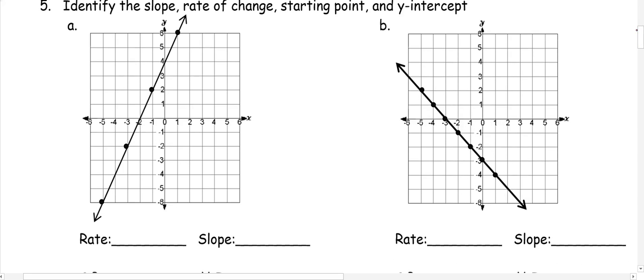Number 5, identify the slope, rate of change, starting point, and y-intercept. So in number 5, we know that we should have a positive slope because our line is going up from left to right. So to find our slope, we can create that triangle from one point to another, and we can count up and then always to the right. So we went up 1, 2, 3, 4 lines, and to the right 2. So our rate of change is 4 over 2, which reduces to 2, or we could say 2 over 1. Our slope is also the same thing, 2 over 1.